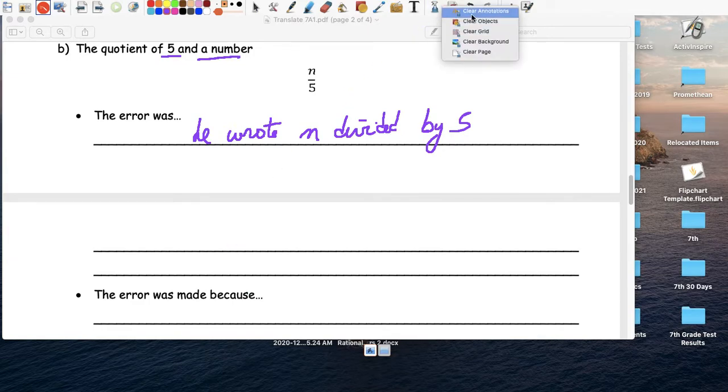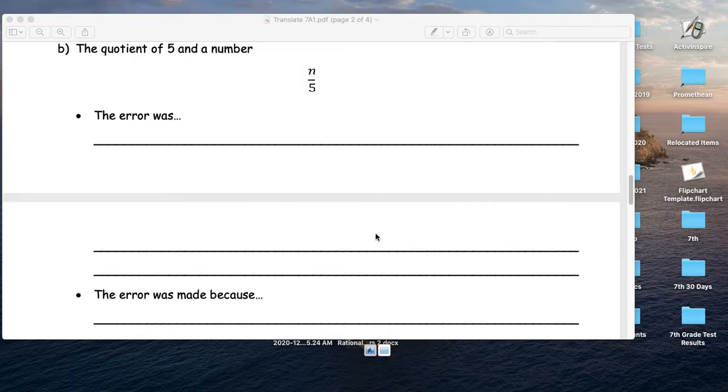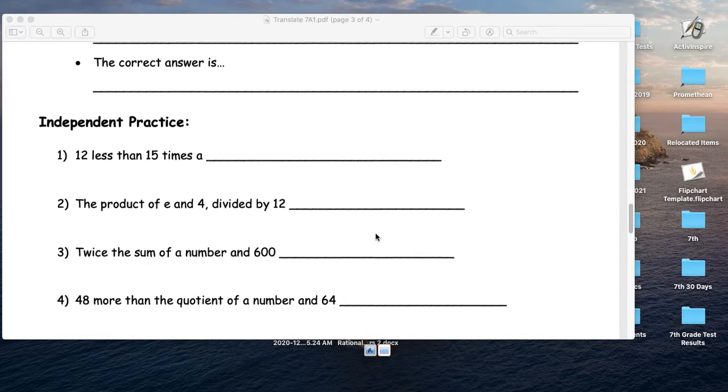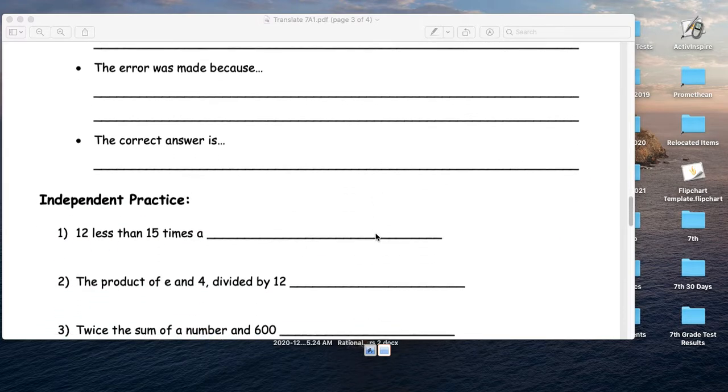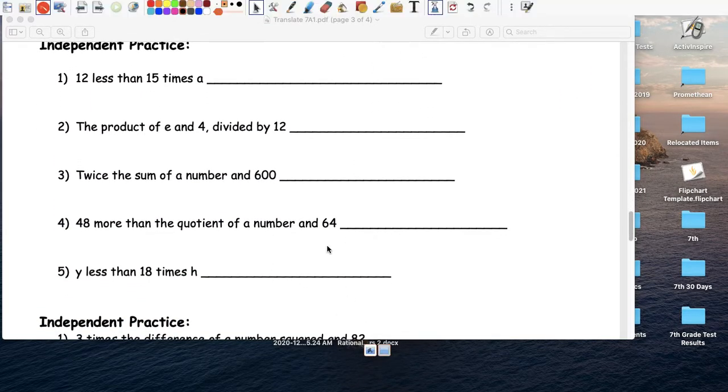If you follow the order in the way the sentence is written, the sentence says 5 first, divided by n. So this should have been your answer: the quotient of 5 and the number. The first number is your numerator, and the second one is your denominator. I'm not too sure why he made that mistake. The correct answer is 5 divided by n.